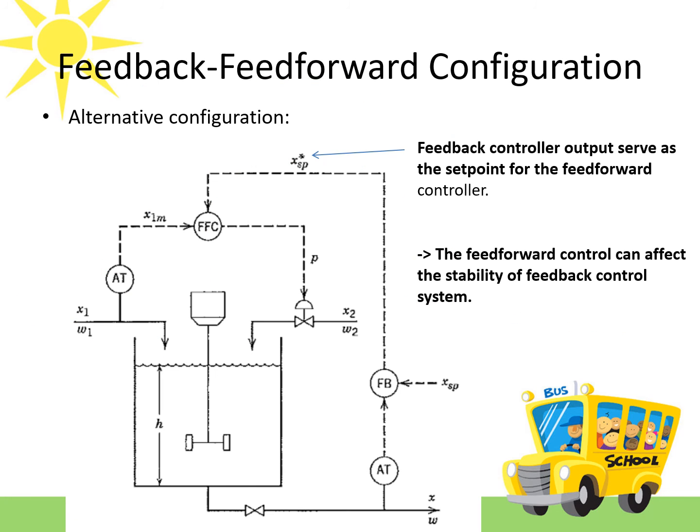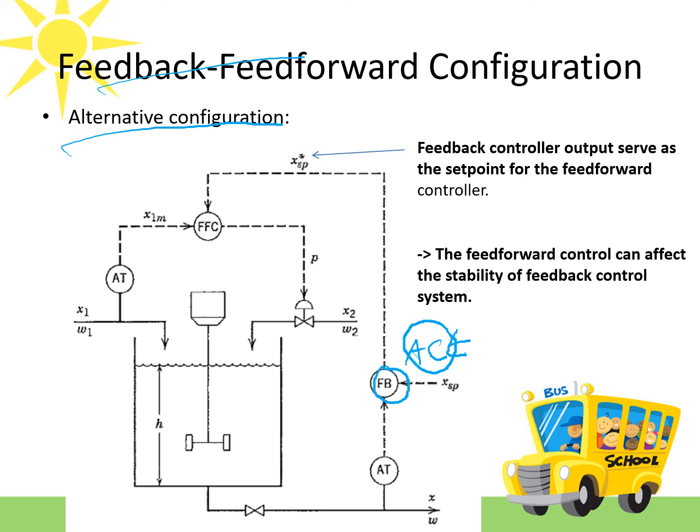Alright, alternatively, we can have another configuration of feedback plus feed-forward controller where we don't have any summing function over here. As previously, we know that we have the summing function to sum up the controller output of the feedback and feed-forward controller. But here, there is no summing function. And what happens here is that the output from the feedback controller, so this is actually your AC, the composition controller, but it is written as FB just to indicate that this is the feedback controller.